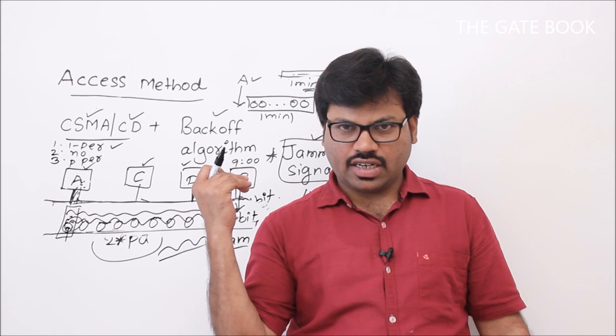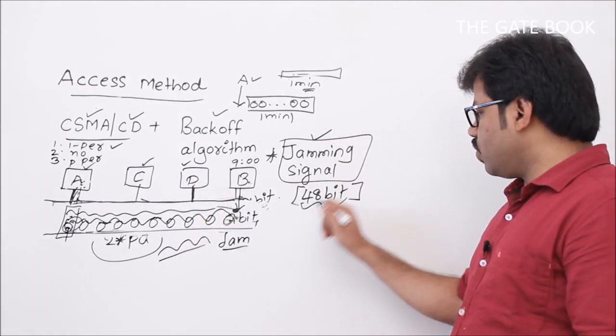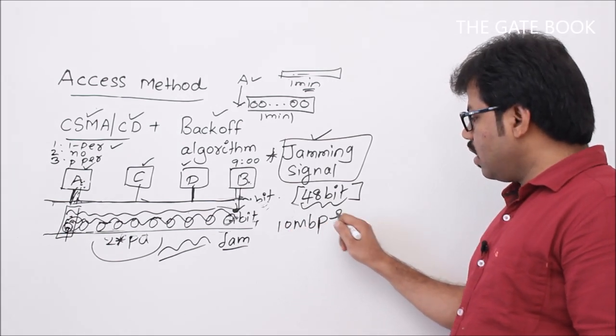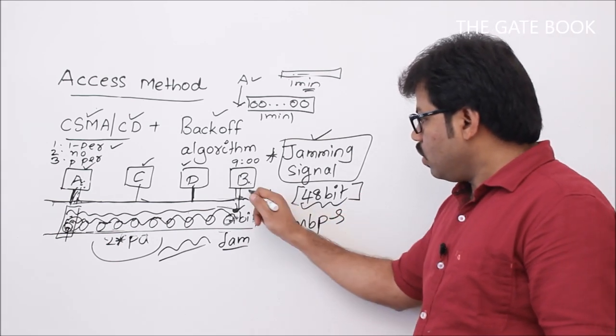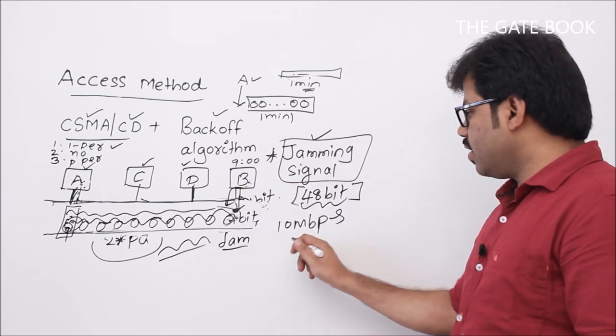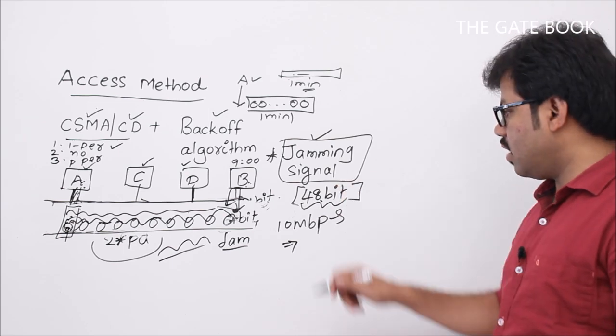Otherwise we can use 48 bit. Understand? Now one more thing. What is the duration of that jamming signal? If you see 48 bit, assume that it is 10 Mbps Ethernet. That means bandwidth is 10 Mbps. So to transfer 48 bits, how much time is the station going to take? I'm just calculating the transmission time of this 48-bit jamming signal.